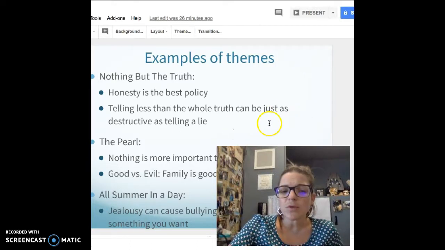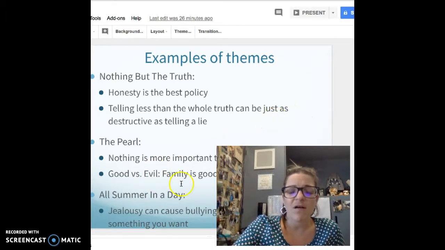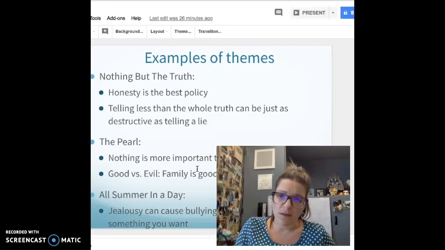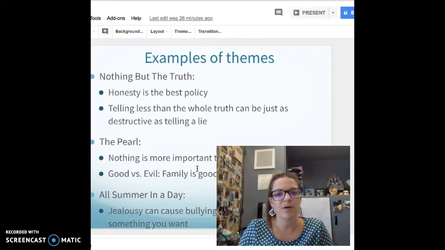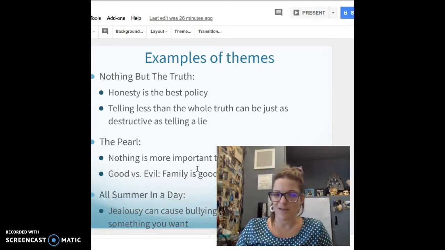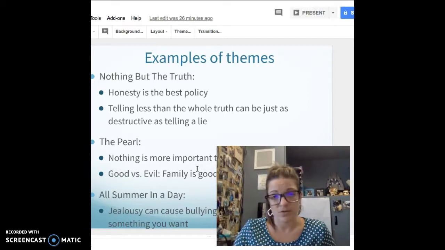And then when we read the short story All Summer in a Day, we saw the theme that jealousy can cause bullying, especially when someone has something that you want. Okay, so those are some themes that we've already talked about this year. Whether you realize those were themes or lessons or not, those were different themes from the novels we've already gone through. So there are several themes that we'll find in Behind Rebel Lines, and we'll be identifying them and talking about them throughout the novel.